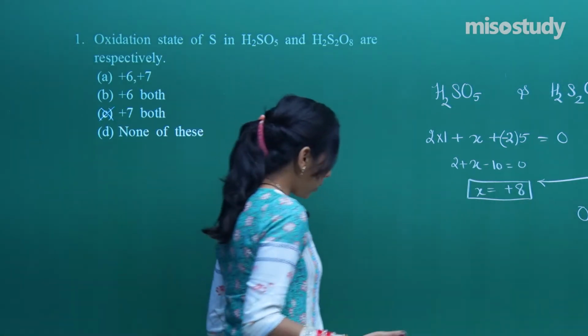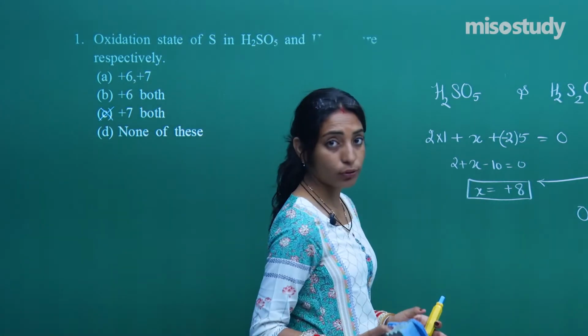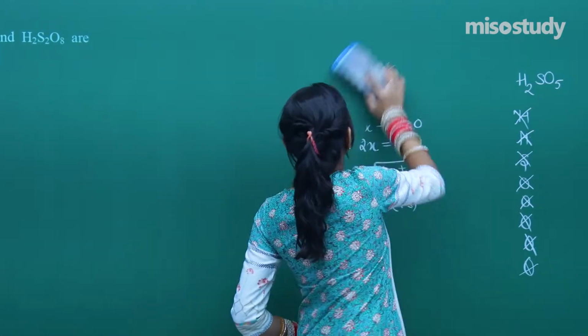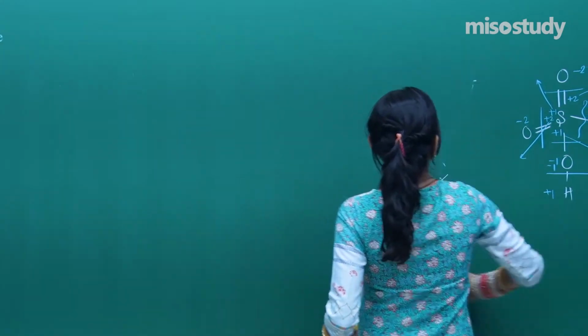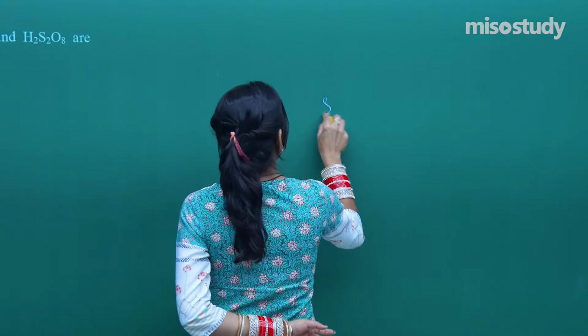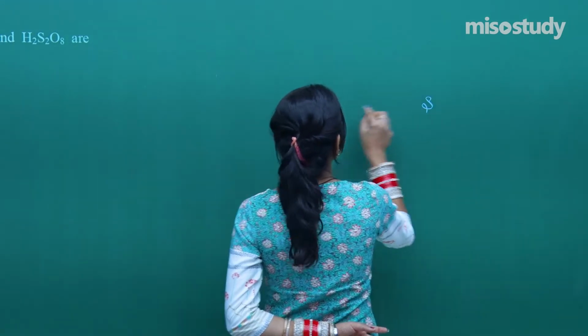Now I will draw the structure of H2S2O8. So in the similar manner, let me move to H2S2O8. So we have 2 sulfurs are there.